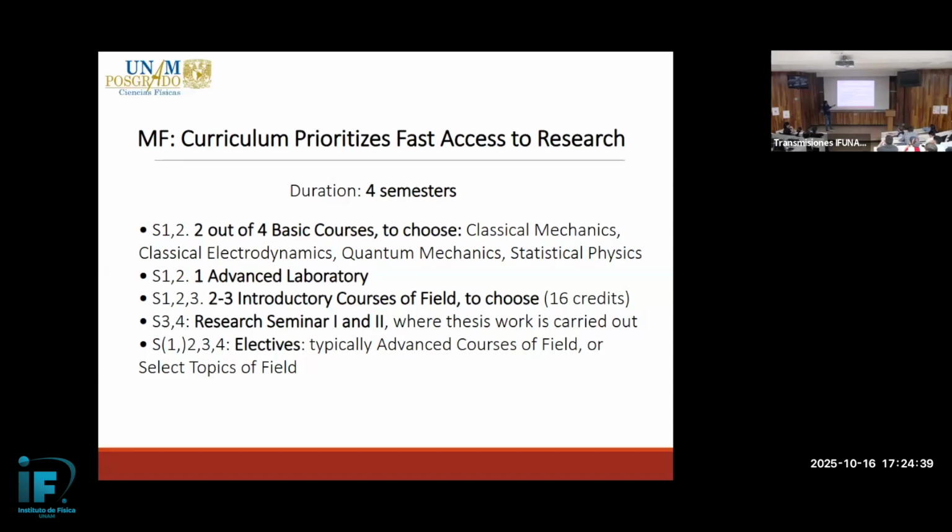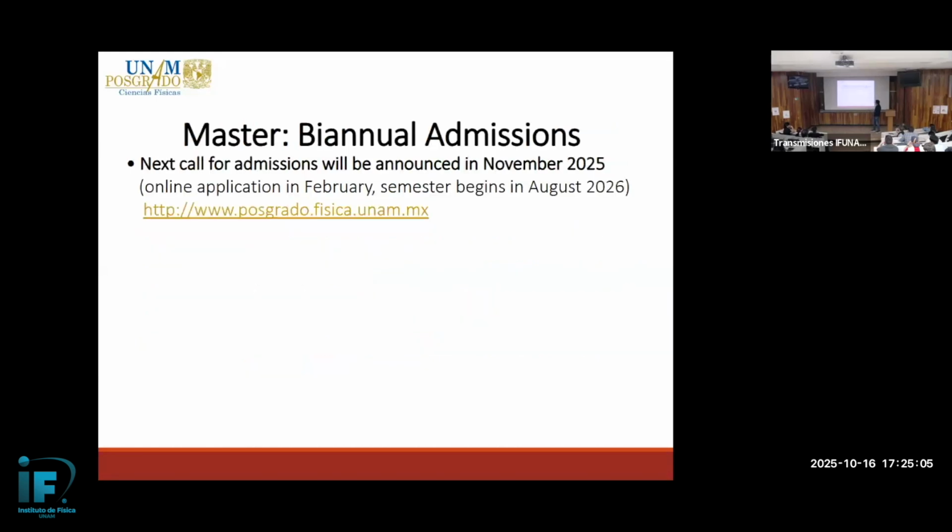The curriculum at the master's level prioritizes fast access to research. So in the interest of time, I won't stop to mention each of the steps. But basically, what you need to know is that this is a very flexible and adaptable curriculum. Essentially, your first year is mostly devoted to courses, and your second year is mostly devoted to your research. This is at the master's level.